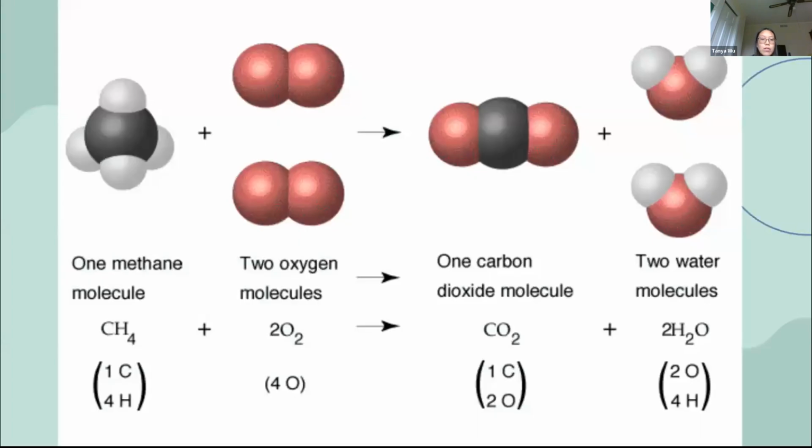Like here, we have 1 methane molecule, which is CH4, and 2 oxygen molecules, which is O2. And then they collide into each other in the right orientation, and they will pop off. They just switch. And it creates 1 molecule of carbon dioxide, or CO2, and 2 water molecules, or H2O.